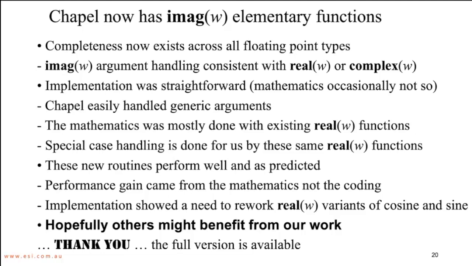The detail was straightforward once we sorted out the mathematics. The mathematics mostly involve nothing more than real functions. These new routines perform well and gave us the performance we expected. These functions did all the special case handling for us. Chapel easily handled generic arguments. Euler's formula, however, highlights a need to rework cos and sine at some stage.